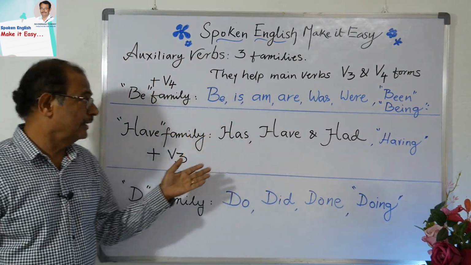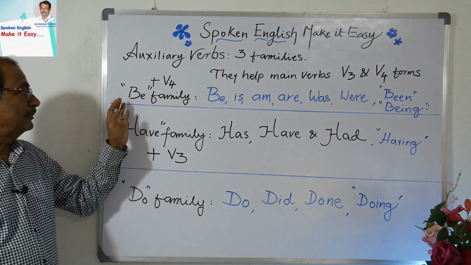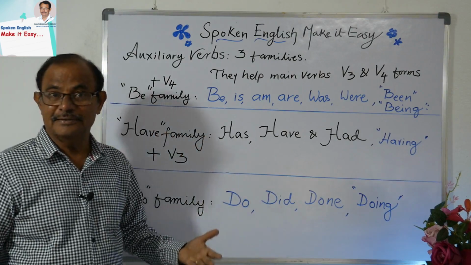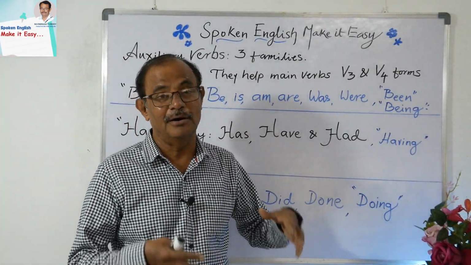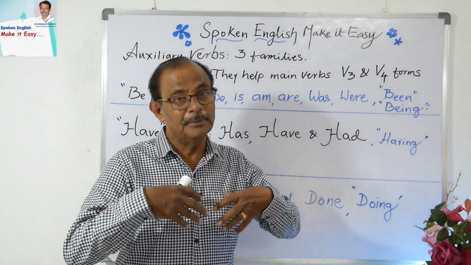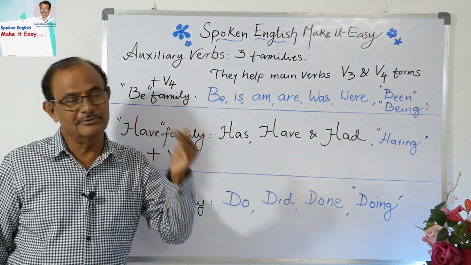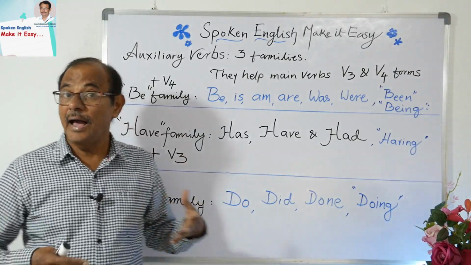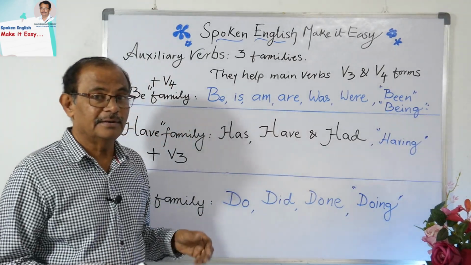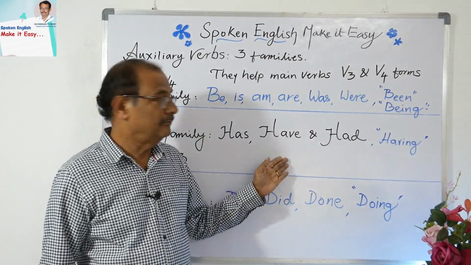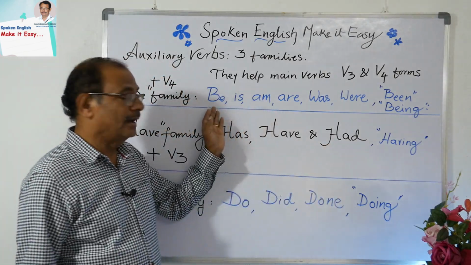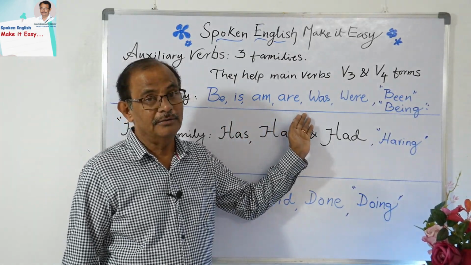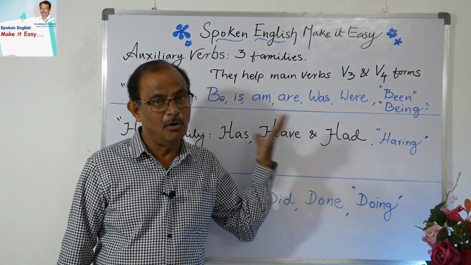And what are the families we have? One is the B family. This B family will help V4, that is the progressive form or present continuous form of all the verbs. Is it clear for you? Next, come to the next family, the have family. There are 3 auxiliaries here: has, have and had. In the B family we have be, is, am, are, was, were. So these are the auxiliaries.